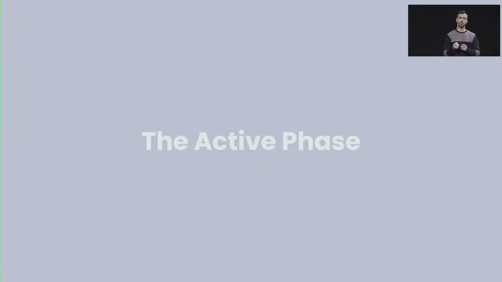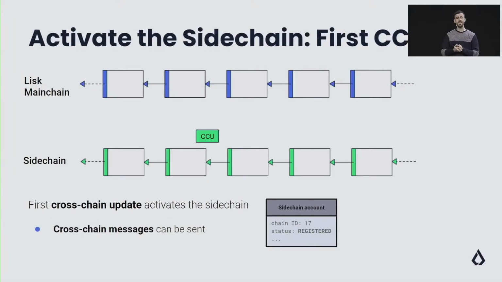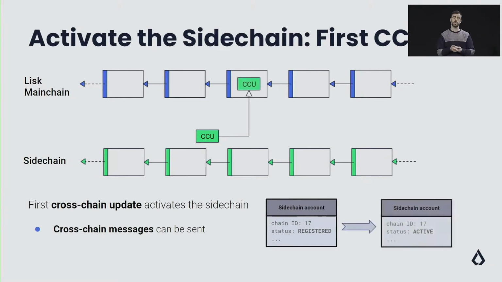So let's see what is the condition to activate the sidechain, to move to the active phase. As you can see in the title of the slide, to activate the sidechain we need a first cross-chain update coming from the sidechain, posted on the main chain, and signed by those sidechain validators that we saw in the sidechain registration transaction. When this transaction is posted on the Lisk main chain, the sidechain account is moved from status registered to status active. As simple as that. Now the sidechain is active. It can start to interoperate. Users can start sending cross-chain messages.